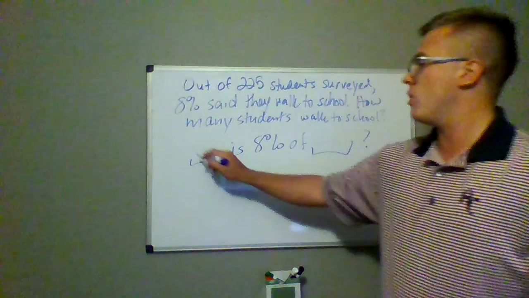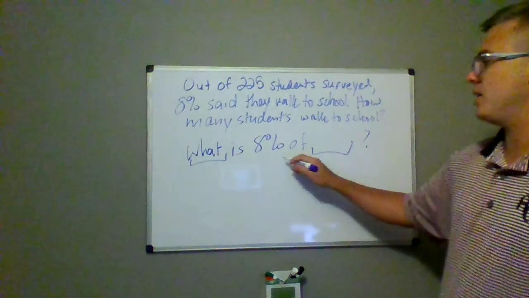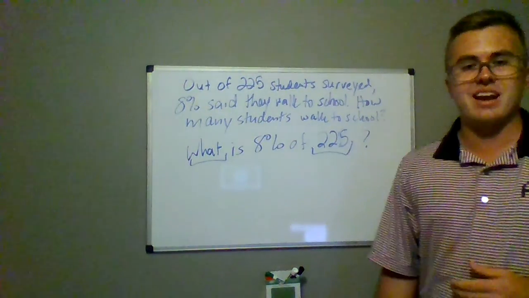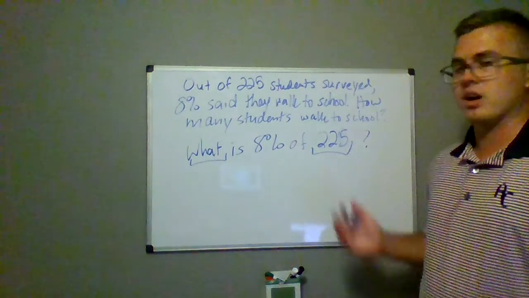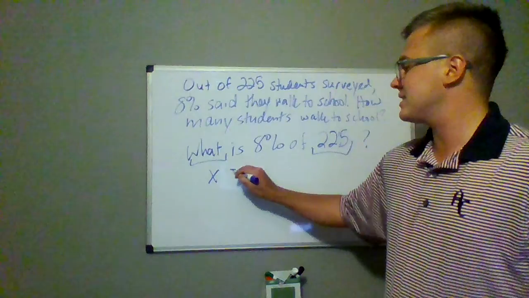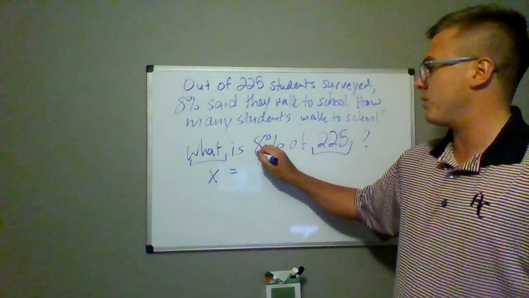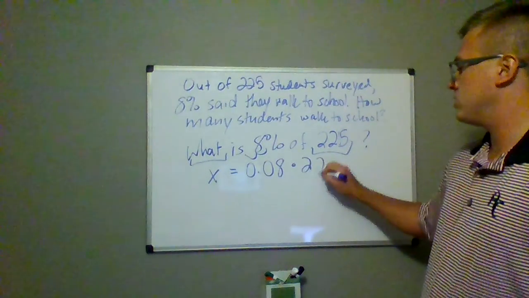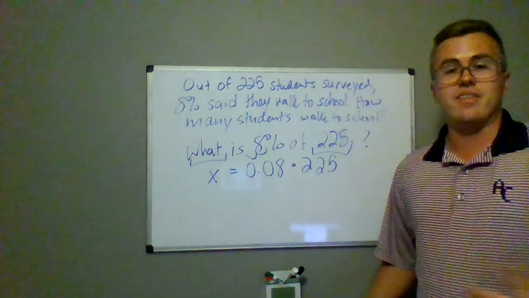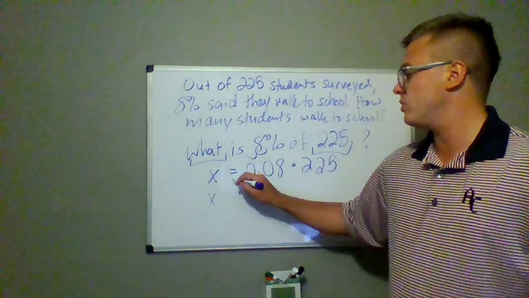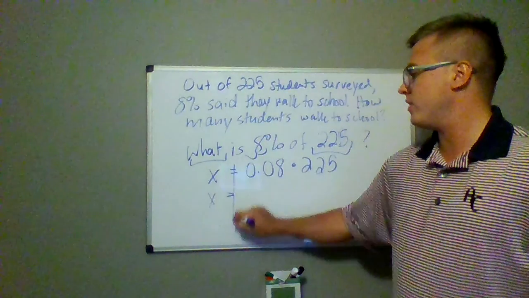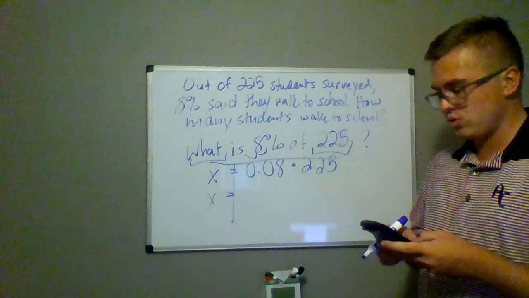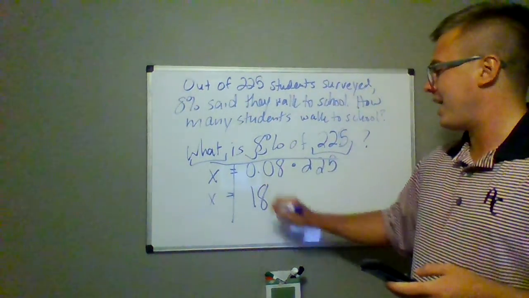So we want to know, what is 8% of 225, to give us that number of students that walk. So then we're going to go ahead and translate this. X equals, and when we have 8%, we've got to move it 2 to the left, 0.08 of 225. And this one becomes really easy because all you have to do is multiply these two together. 0.08 times 225, and that should give you 18.